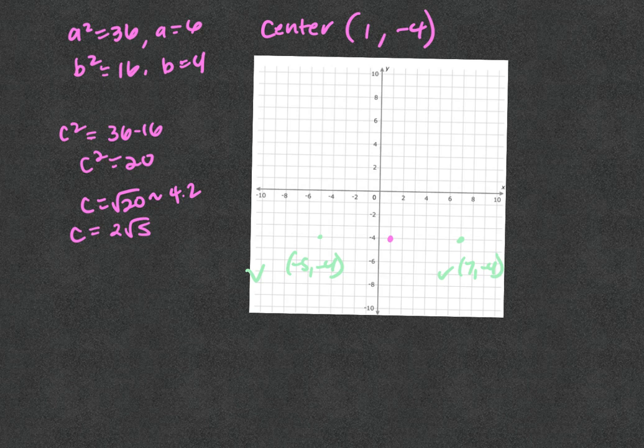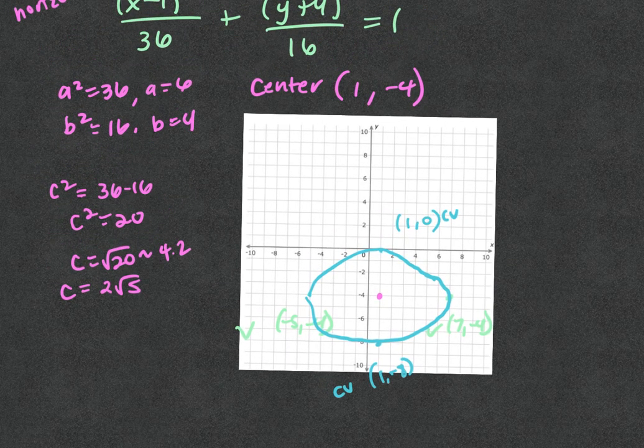I go up and down the b, which is 4, so up 4, and that's (1, 0), down 4, 1, 2, 3, 4, and that's -8. Nope, sorry, that's 1, -8, and those are the co-vertices. And then I can make my oval. And then the foci is my center, plus and minus, because it has to be horizontal. The 2 root 5 would go on the x. So I'm going right 1, 2, 3, 4.2, left 1, 2, 3, 4.2, and that would be the foci.